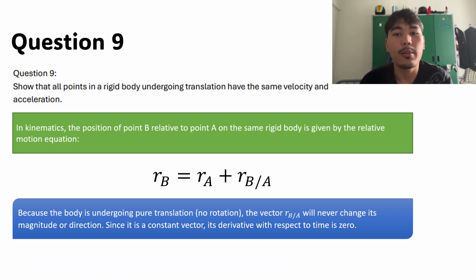Next, let's look at the blue box. Because the body is undergoing pure translation, which means no rotation, the relative vector RBA will never change its length or direction. This means it is a constant vector. Because it is a constant, its time derivative is exactly 0. We will use this fact to find the velocity in the next step.